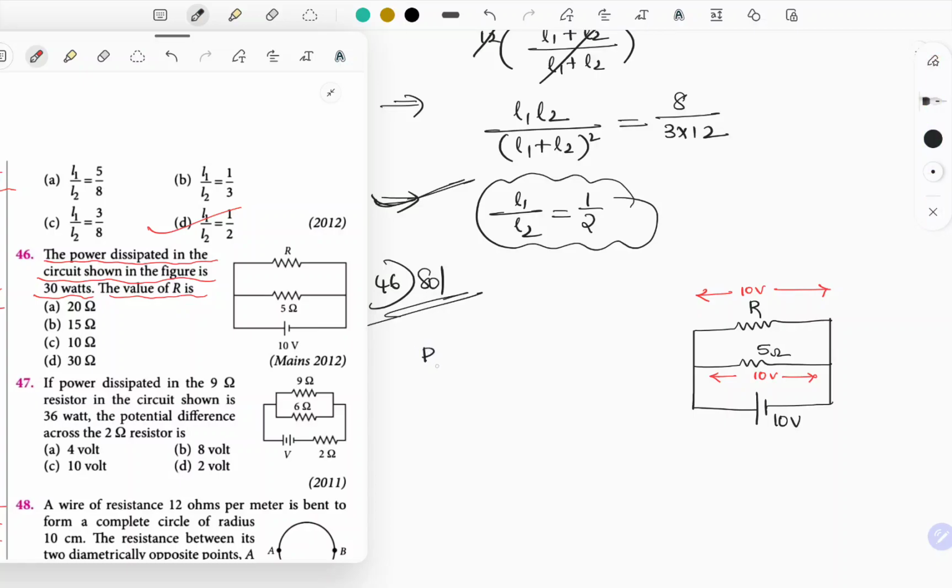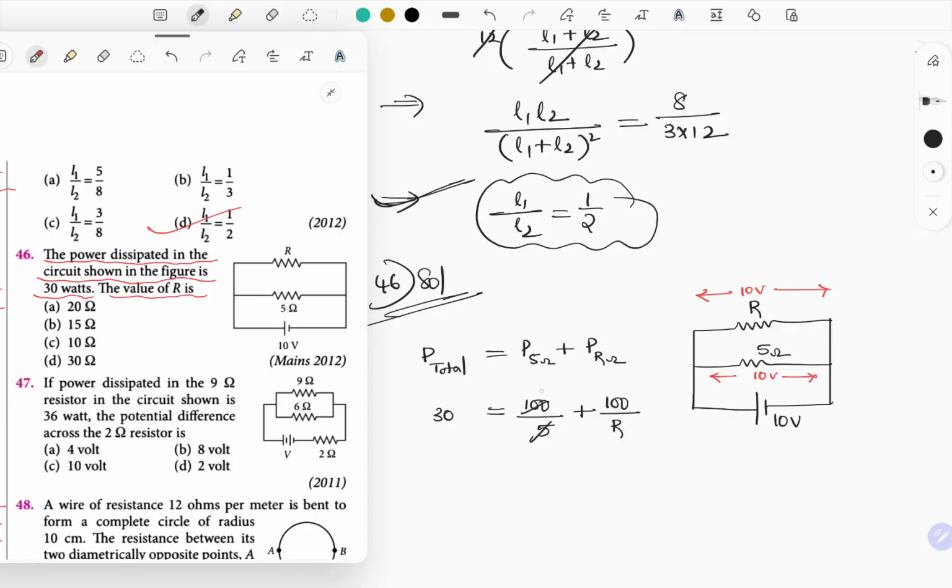So total power dissipated is equal to power dissipated by the 5 ohm resistance plus power dissipated by R. The total power they have given is 30 watts. Power dissipated by the 5 ohm resistance is V square by R, that is 100 divided by 5. Power dissipated by R is again V square by R, that is 100 divided by R.